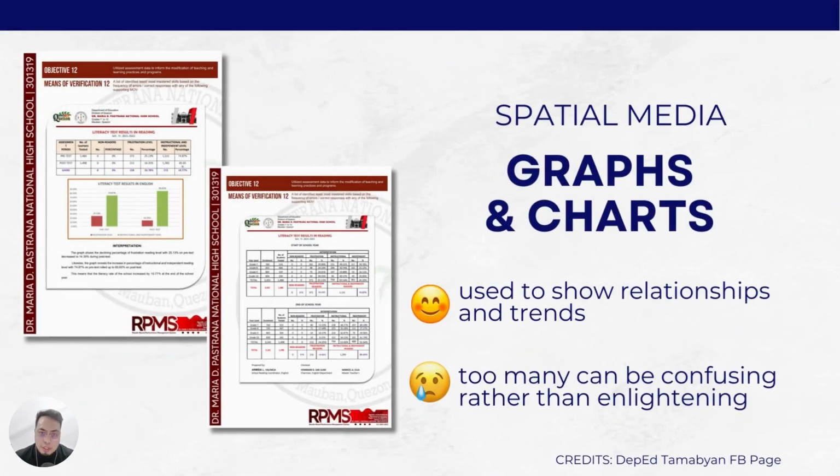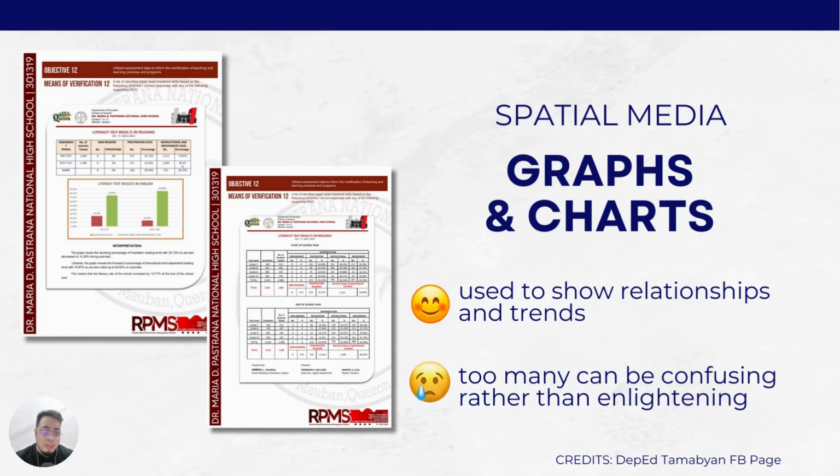Another example of spatial media, we have graphs and charts. So these are examples of reports that we have for our literacy result for the grade 7 students, where we have slow learners, the fast readers, rather the slow and fast readers, including those non readers who are typically in grade 7. We use this to show relationships and trends.